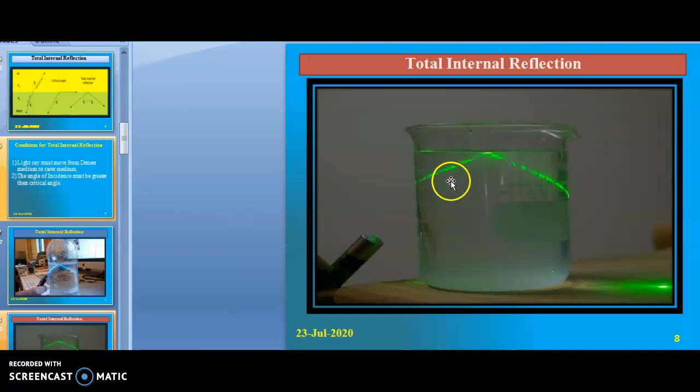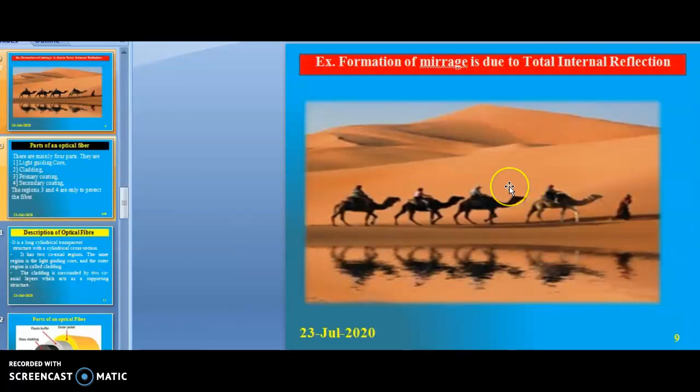And the second one is, if I maintain the angle of incidence more than critical angle, then the light ray gets reflected into the same medium. So, that is another example for total internal reflection. Now, this is the famous example that we use even in intermediate standard: the formation of mirages. The formation of mirages also takes place because of the phenomenon of total internal reflection.